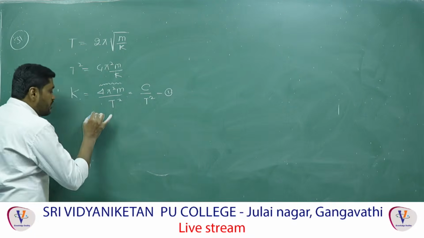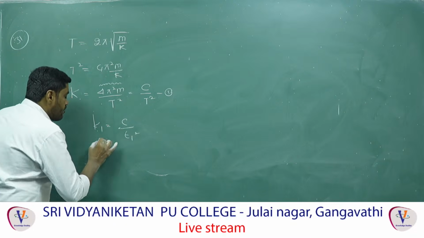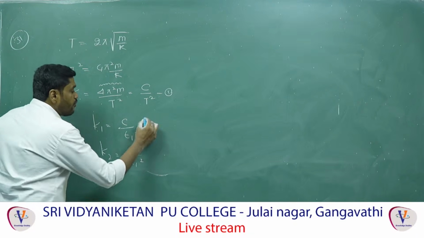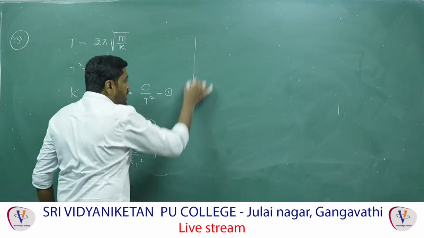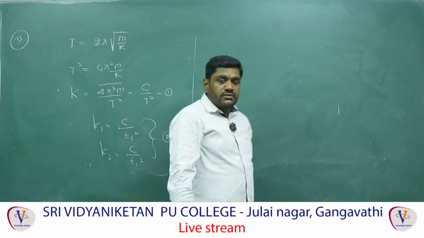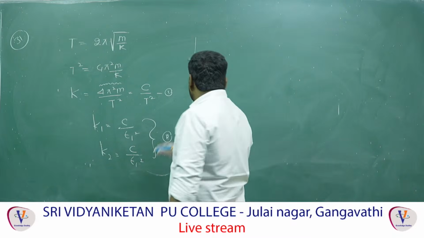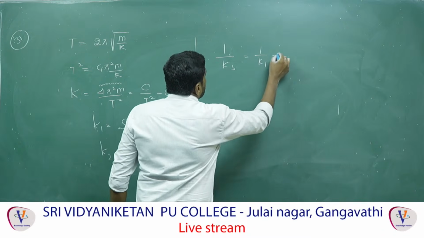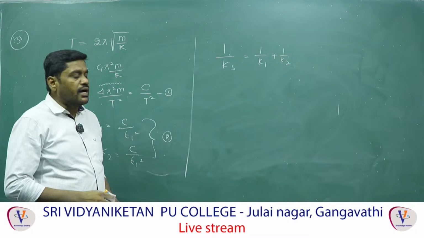Right now for the first one, k1 is equal to c by t1 square. For the second one, k2 is equal to c by t2 square. Let me call this equation number 2. Now, the individual springs are connected in series combination. In series combination, 1 by ks is equal to 1 by k1 plus 1 by k2. Use this formula, you will get the answer.